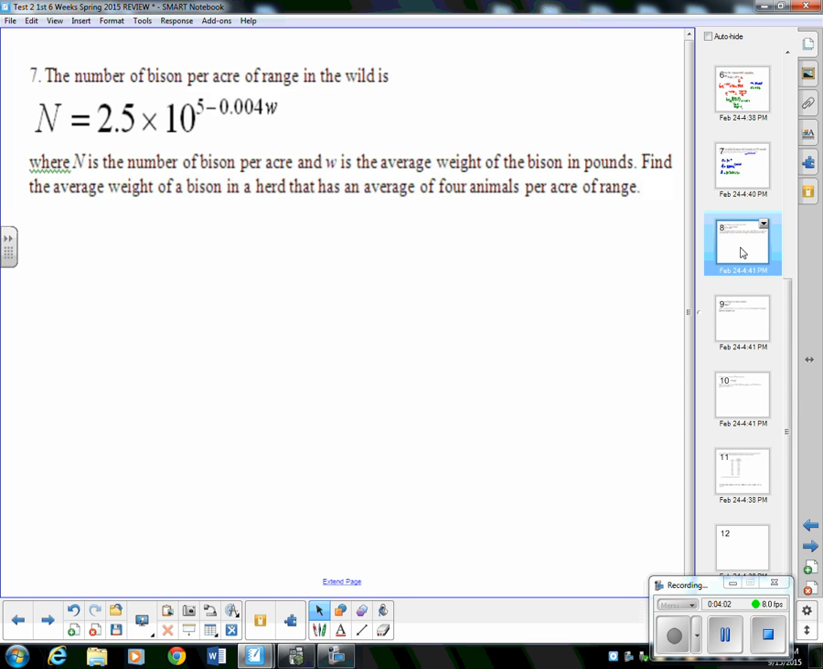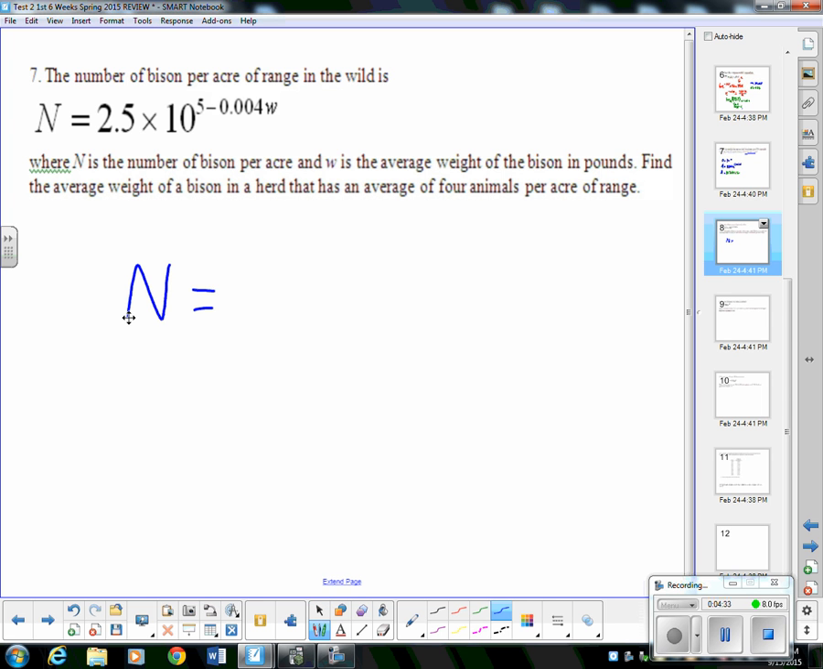The number of bison per acre of range in the wild is N equals 2.5 times 10 raised to 5 minus 0.004 W, where N is the number of bison per acre, W is the average weight of the bison in pounds. Find the average weight of the bison in a herd that has an average of 4 animals per acre of range. So we got a lot of information in there, so it helps to understand what these different things mean. So I'm going to write this out right here.